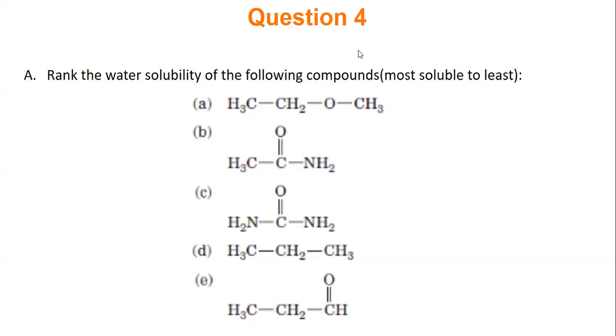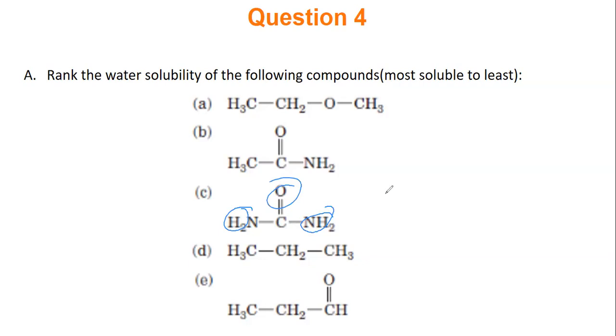So I'll just briefly walk through this. The most soluble is C, because it has three hydrogen bonding groups: NH2, NH2, and this C double bond O can all be in hydrogen bonds, and you have no really hydrophobic part of your molecule. So that molecule will be able to mix with water in equal proportions. It is super soluble.